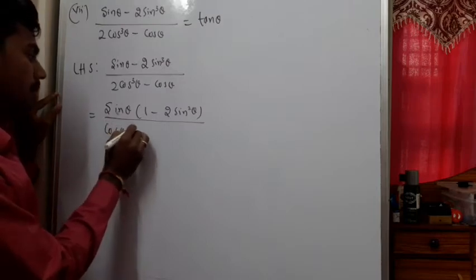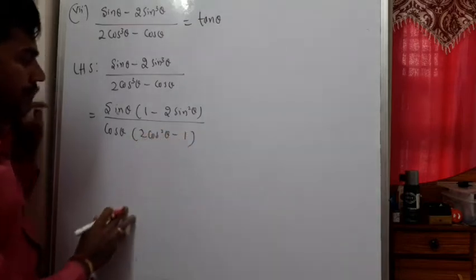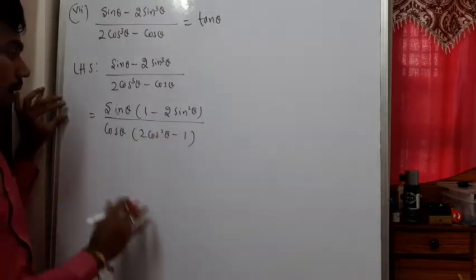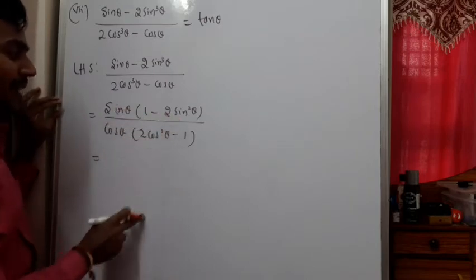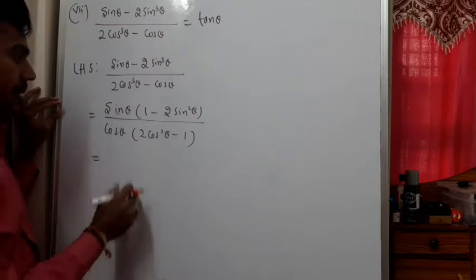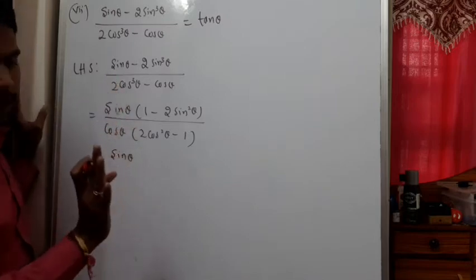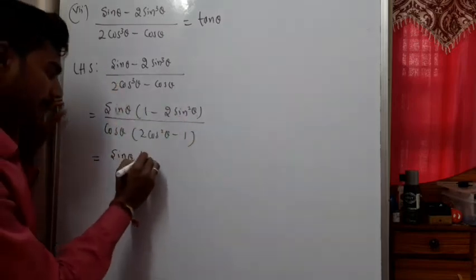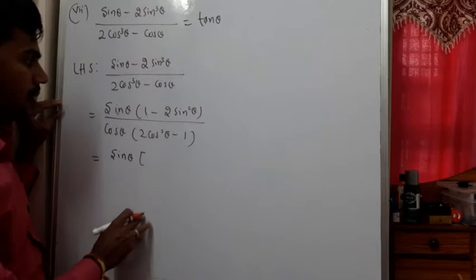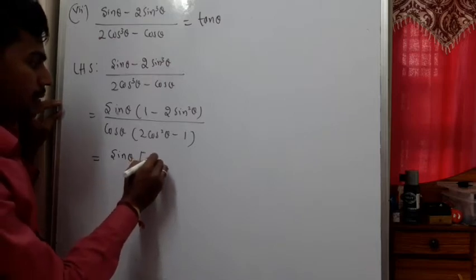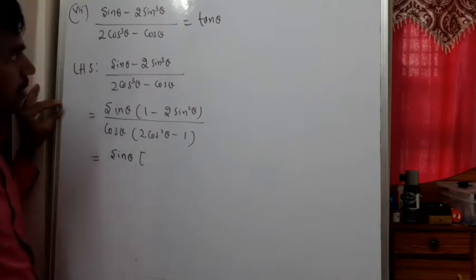What can we take common? So cos theta is common: cos theta into (2 cos square theta minus 1). Fine. Now, we got this, but we need to eliminate this. How can we eliminate this? Sin theta by cos theta is nothing but tan theta. But we need to eliminate this. How can we eliminate this? See, 1 can be written as 2 cos square theta minus 1 minus 2 sin square theta.